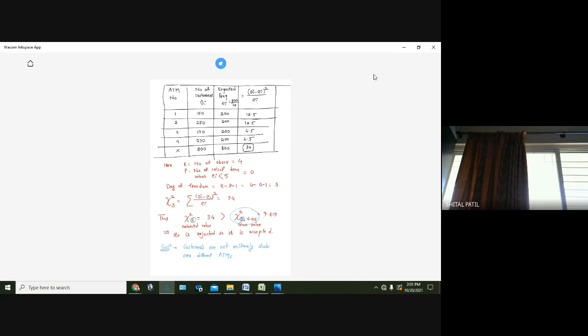Then this chi square 3 that we have calculated is 34, and the given value of chi square 3 at 5% level of significance is 7.815. No doubt the calculated value is greater, and some time before we wrote that whenever the calculated value is greater, H naught is rejected and therefore H1 is accepted. And what is H1? Customers are not uniformly distributed over different ATMs. Now understood?